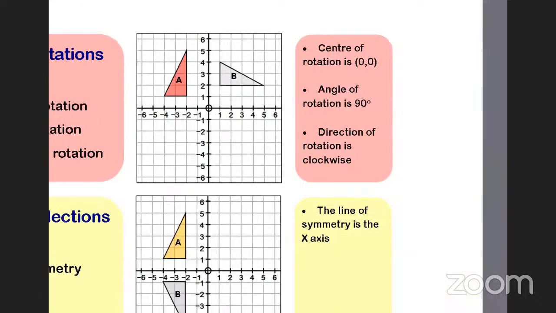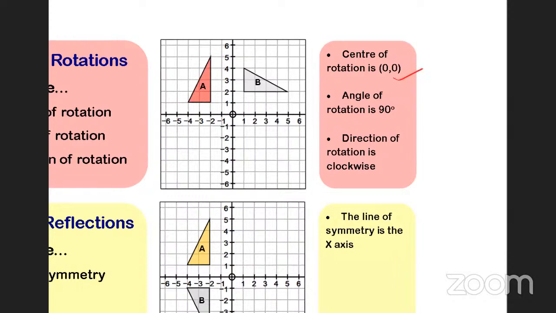So in our example here, we have the center (0, 0), 90 degrees, and the direction clockwise. Just to remind you how to rotate, draw a line from the point to the center of rotation, measure off the angle, and then draw a line of equal length, making that angle. Where it meets, that will be your image. Okay? Watch again.